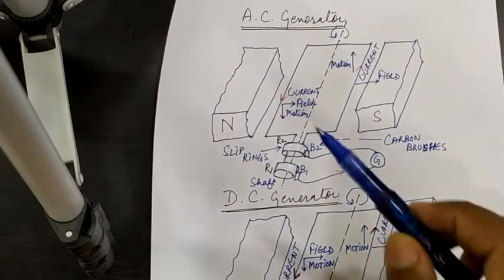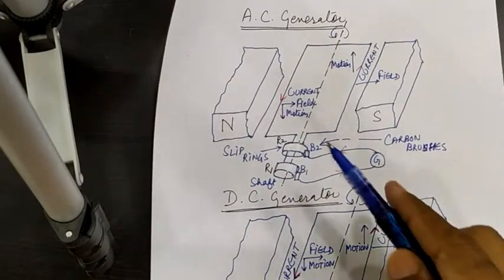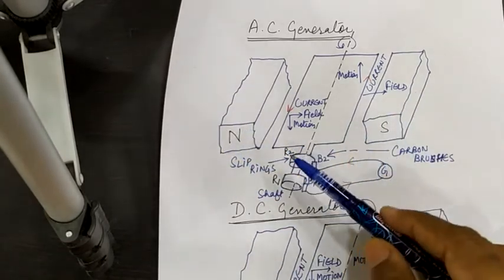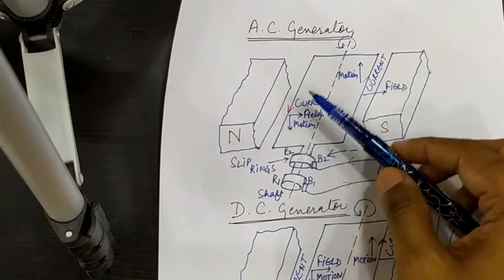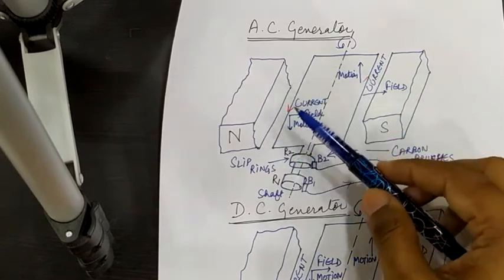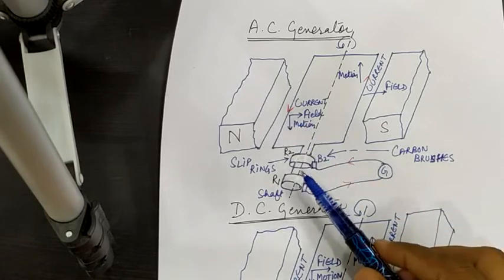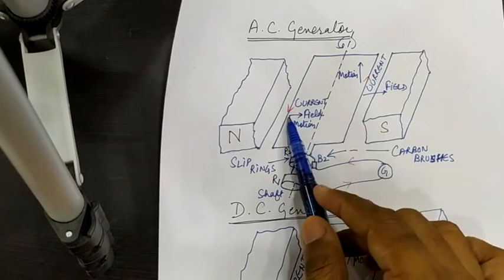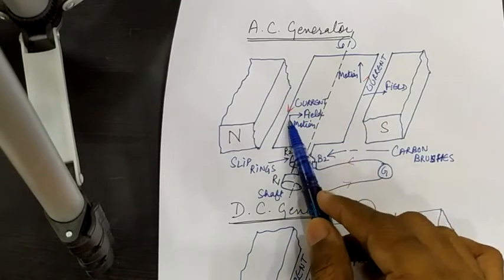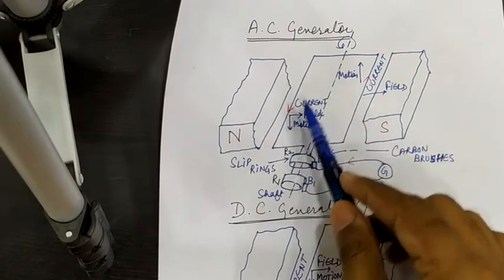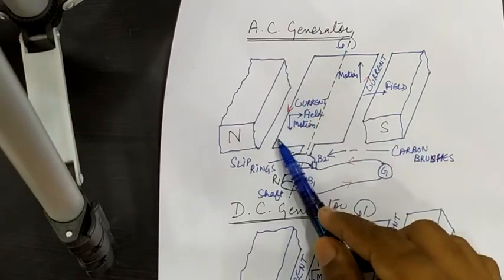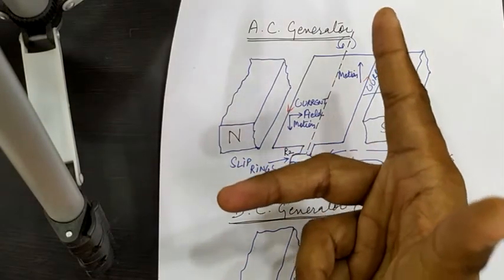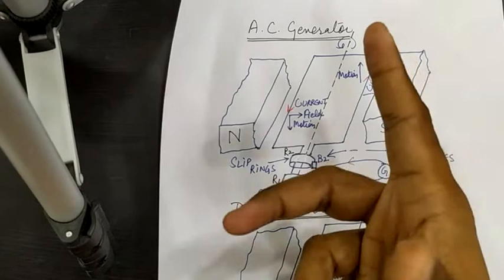Here Fleming's right hand rule will apply. The construction of the generator is the same. Now what is going on there? Once you rotate the coil in the anti-clockwise direction, with the field from north to south, the current will be induced in the downward direction, as you can see. You can apply Fleming's right hand rule here to find the direction of the induced current.